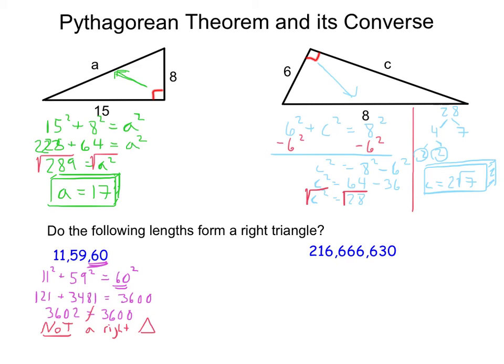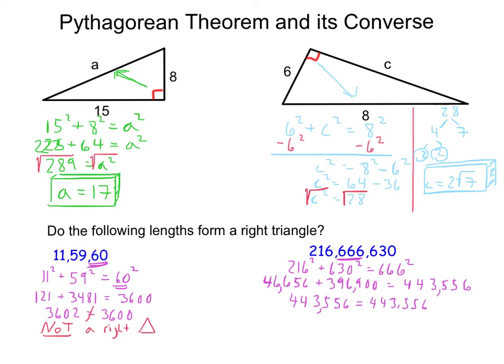Evaluate what each of those numbers are. Tremendously helpful to have a calculator from time to time. Okay, now let's add together this number and this number. And this one checks out, so this one does make a right triangle.